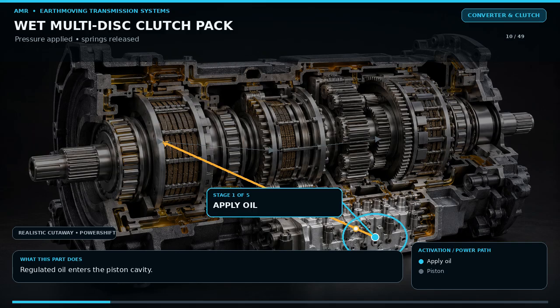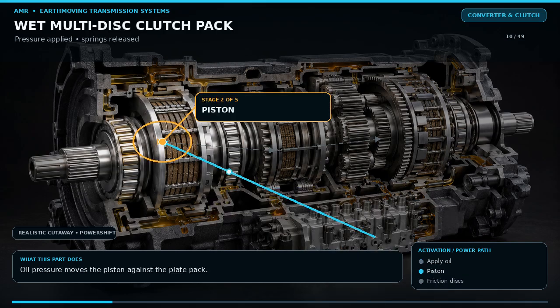Most powershift transmissions use wet multi-disc clutch packs. Friction discs are splined to one rotating member. Steel plates are splined or tabbed to another member, often a drum or housing. When the clutch is released, return springs move the piston back and the plates separate enough to slip freely in cooling oil. When apply oil enters behind the piston, pressure times piston area creates clamp force.